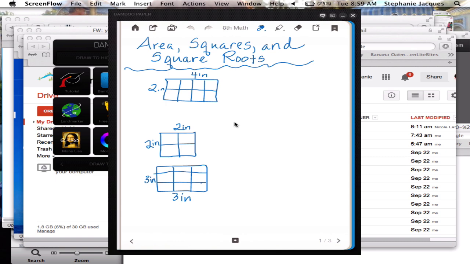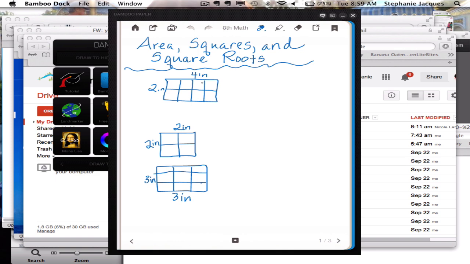So let's go ahead and write your title on the right-hand side: area, squares, and square roots. And go ahead and copy down these shapes. First we have a rectangle, and then we have two squares. The first rectangle is 2 inches by 4 inches. So remember, area is the space something takes up, like the flat space that something takes up.